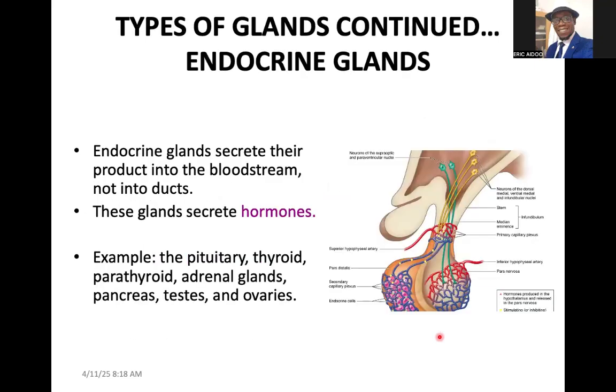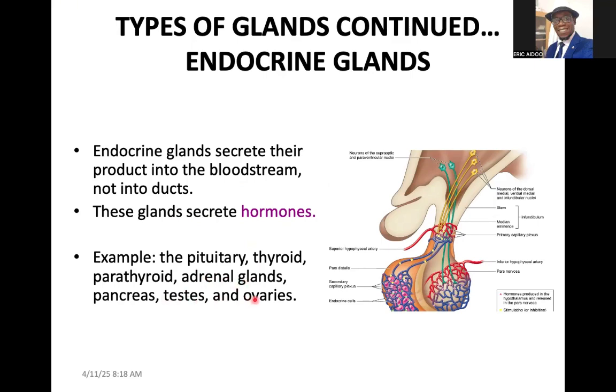Then you can have endocrine glands. Endocrine glands secrete their product into the blood. Okay, and wherever the blood goes, the gland secretion will go. All right. So these glands secrete hormones. Examples are the pituitary, thyroid, parathyroid, adrenal glands, pancreas, testes, and ovary.